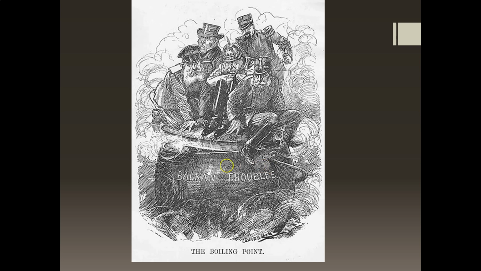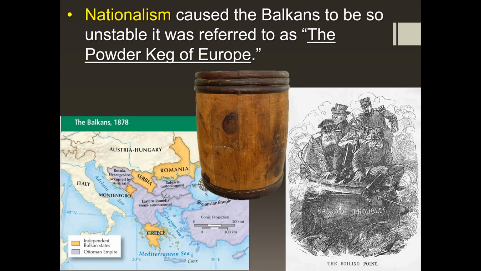And so that's the impression we get from this political cartoon, where we've got trouble boiling up in the Balkans, and the European leaders are trying to keep a lid on it because they fear that a war that breaks out in the Balkans could spread beyond the Balkans. And this area is so unstable that it's called the powder keg of Europe. And that's a reference to an actual powder keg, in other words, a keg of gunpowder that clearly, with a little spark, could just explode dramatically.